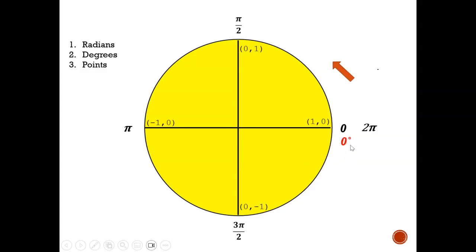Now in degrees, this is 0 degrees, and a complete circle is 360 degrees. Half of 360 will give you 180. Half of 180 will give you 90. And halfway between 180 and 360 will be 270. So these are my degrees.